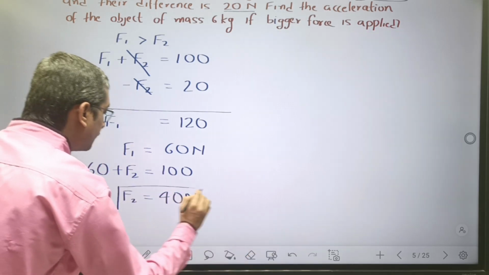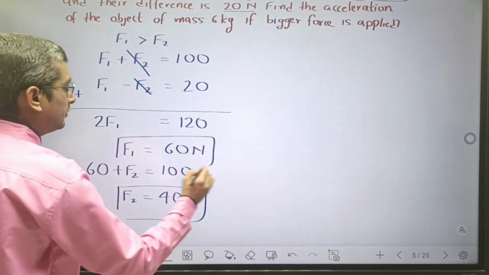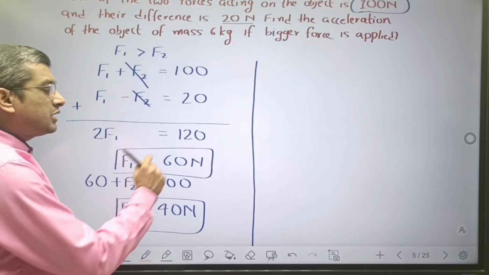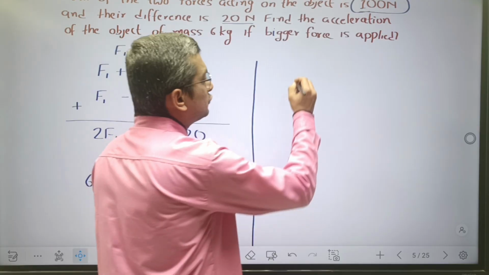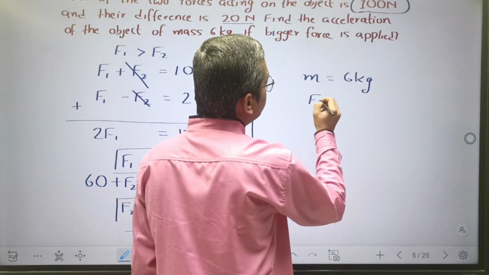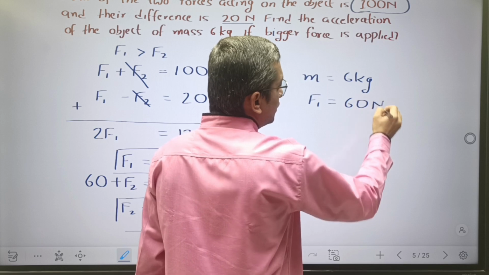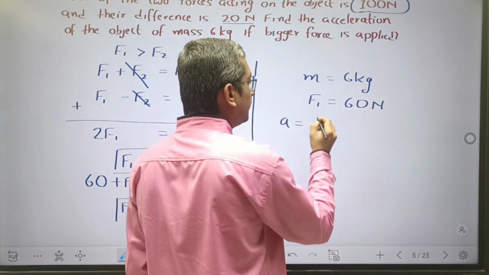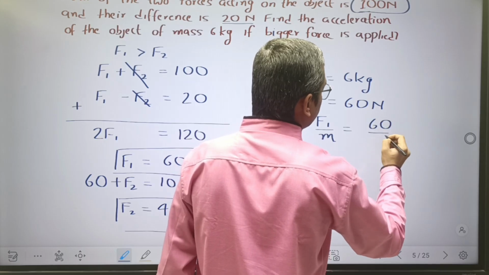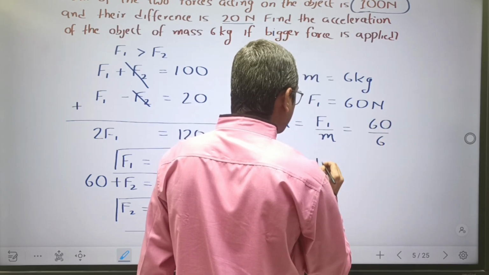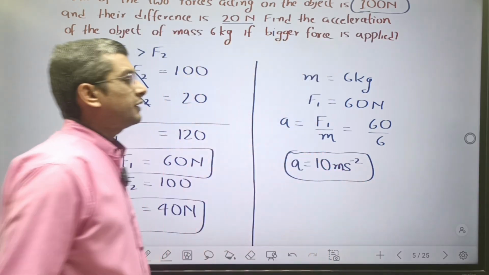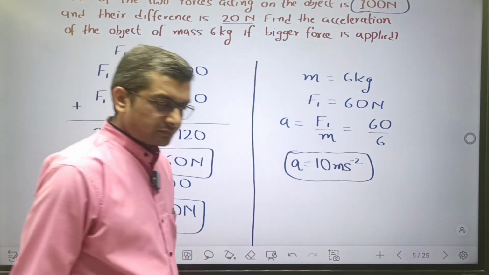So we have found the two forces: F1 is equal to 60, F2 is equal to 40. Now what is given in the question is that the bigger force is applied on the object. The mass of the object is 6 kg. The bigger force is 60 Newton. As per Newton's second law, acceleration is given by force by mass, that is 60 by 6, and acceleration is equal to 10 meter per second square. So this is how we can find the acceleration of the object.